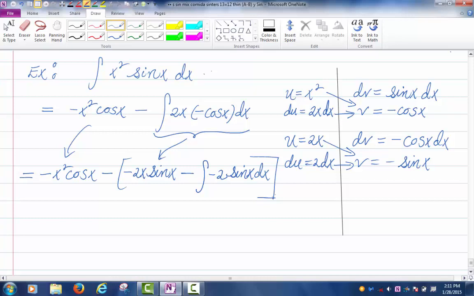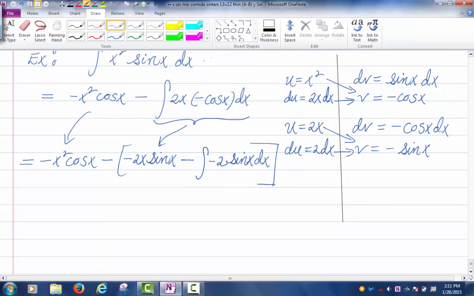All right. So then all I have to do is simplify a little bit, okay? So this would be negative x squared cosine x. Notice that I'm going to distribute the negative outside of the brackets. So I'm going to get plus 2x sine x, and the next sign would be what?